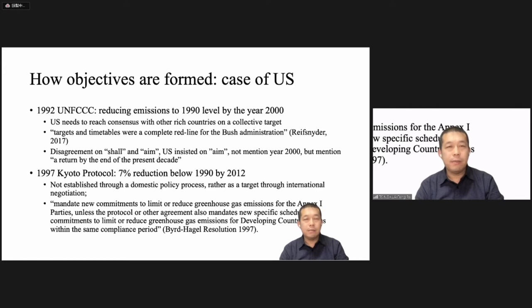And so they passed a resolution in the Senate, generally saying that the United States will not agree to any commitment if there is no similar commitment from developing countries within the same compliance period. And that is why the Kyoto Protocol never got passed in the United States, because of the Congress, because it only covered developed countries' emission reduction targets.